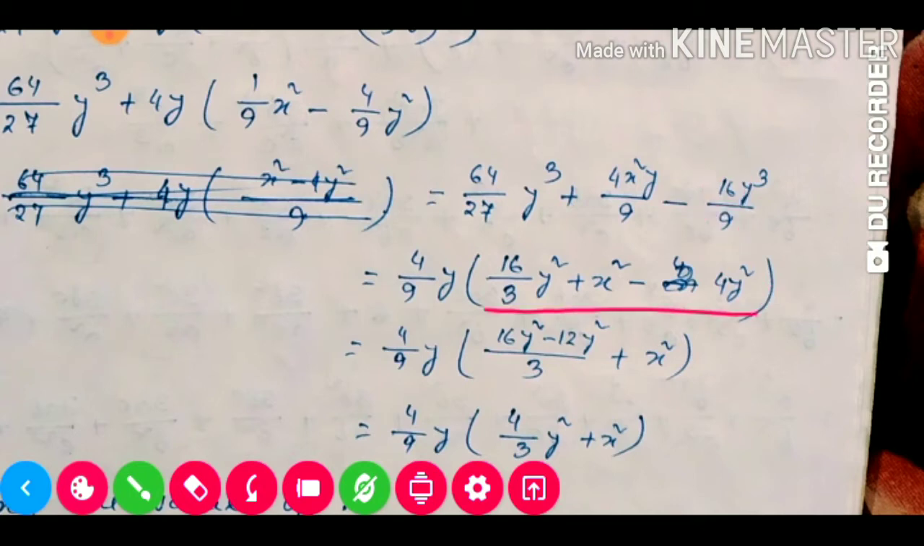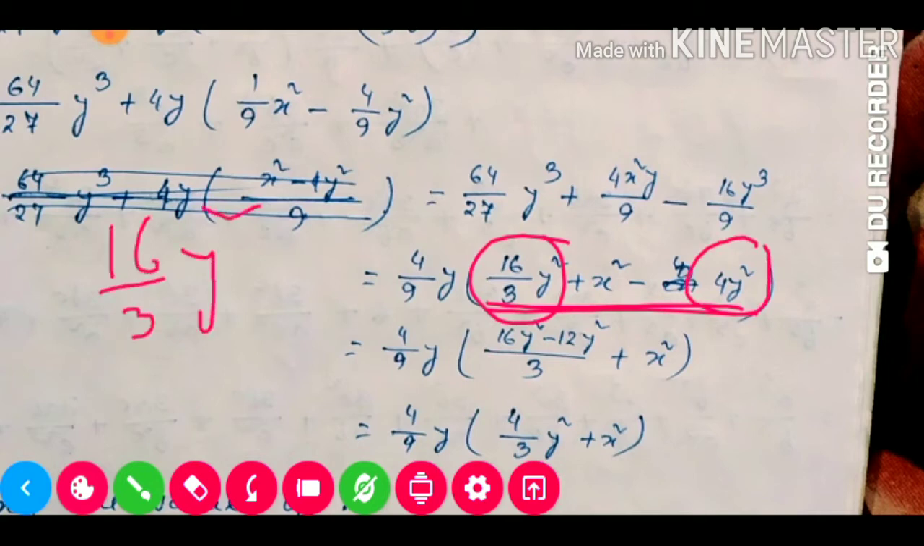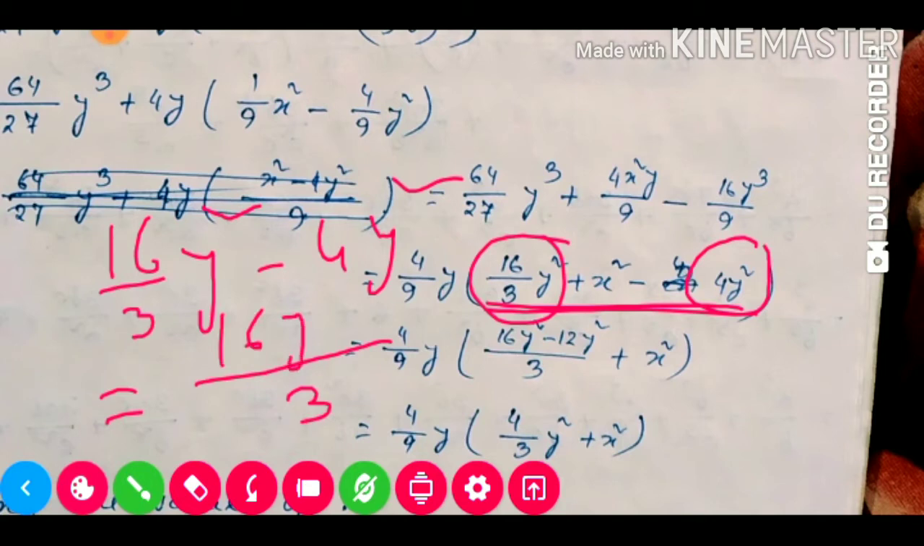Now from here see like terms, which one is the like term? This one and this one are like terms. So these two will do their work. 16 divided by 3y square minus 4y square. So if we take the LCM, it will be 3. So 16y square minus 3 into 4, 12y square.